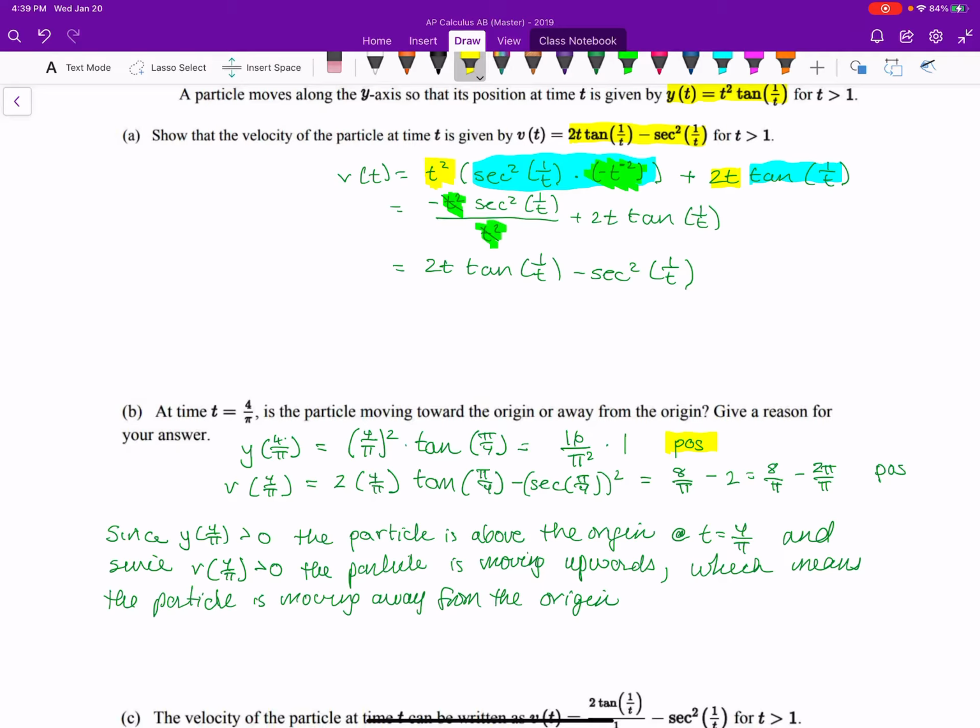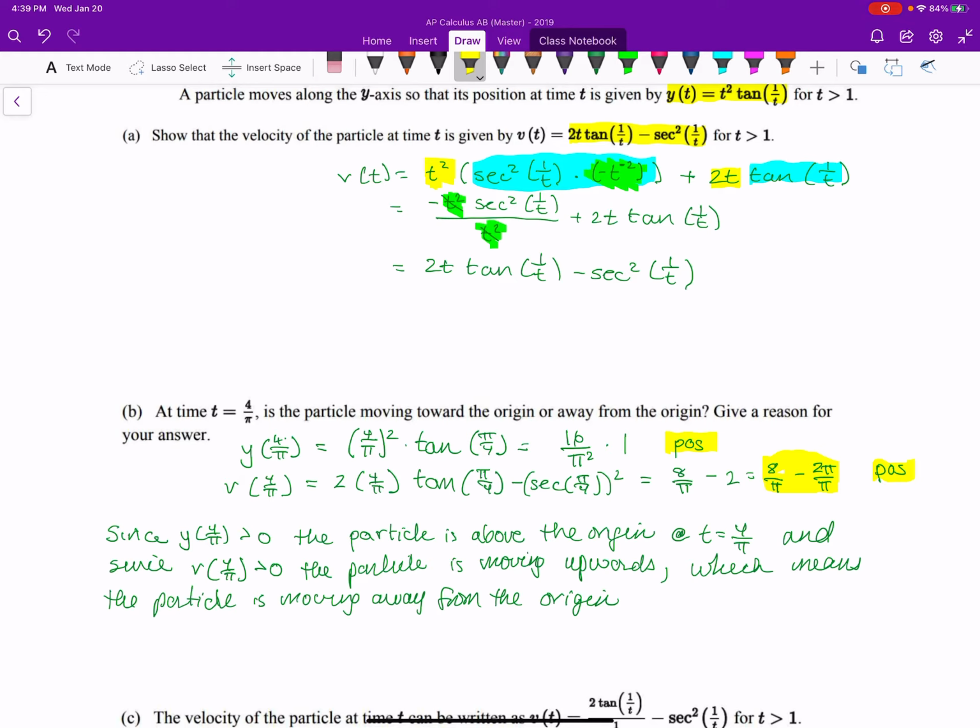What I did just for myself to figure out if it was a positive or a negative number is I got a common denominator. And I know that 2 pi is around 6.28. So 8 minus 6 point something in the numerator is going to give me a positive over pi, which is a positive. That's how I knew it was positive without actually going all the way to the end.